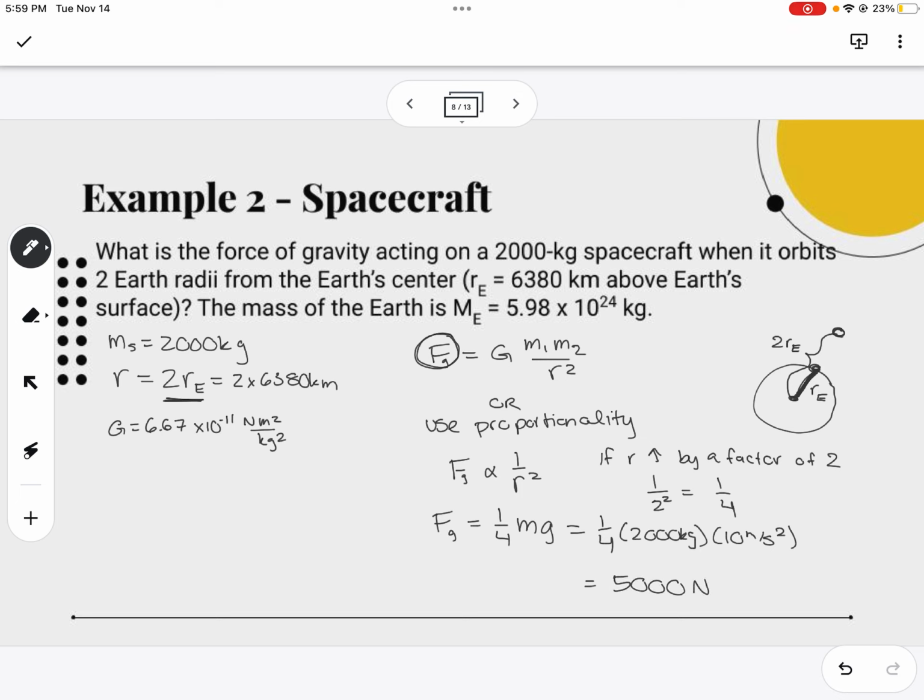So the force of gravity acting on the spacecraft 2 Earth radii away would be 5,000 newtons. Okay, so once again, you can use either method here. You can take all of these things and you can plug them into our new equation, or sometimes using proportionality is super helpful. And there is a large chance that I will ask you some proportionality questions on a quiz or a test. I want you to be able to explain how proportionality works for some of these. Okay, so that's where we'll get eventually.